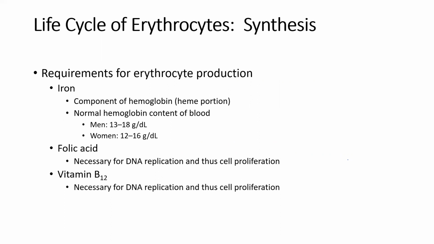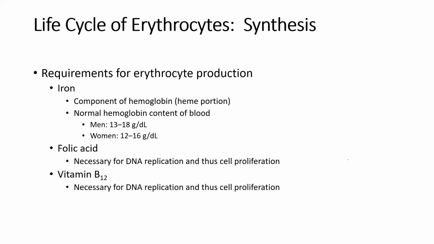For erythrocyte production, a couple of things are needed. We need iron, obviously. It's the central component of hemoglobin, the heme part that we just illustrated there. The normal hemoglobin content of blood in men is about 13 to 18 grams per deciliter. Again, slightly less in women for some obvious reasons, about 12 to 16 grams per deciliter.